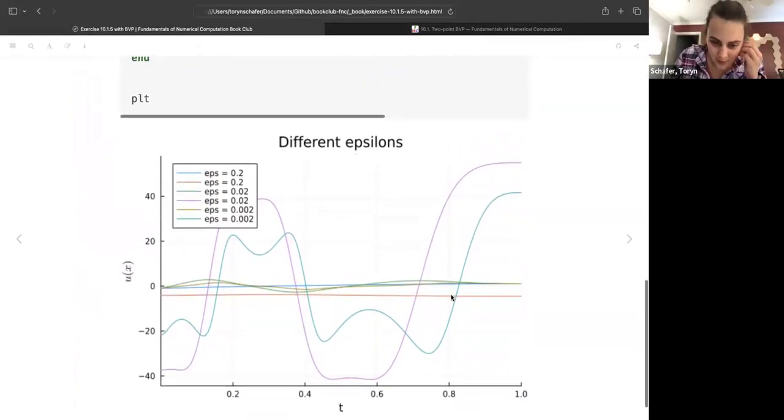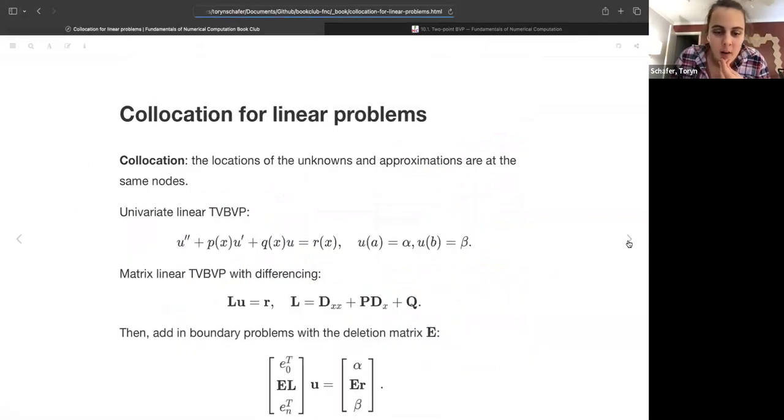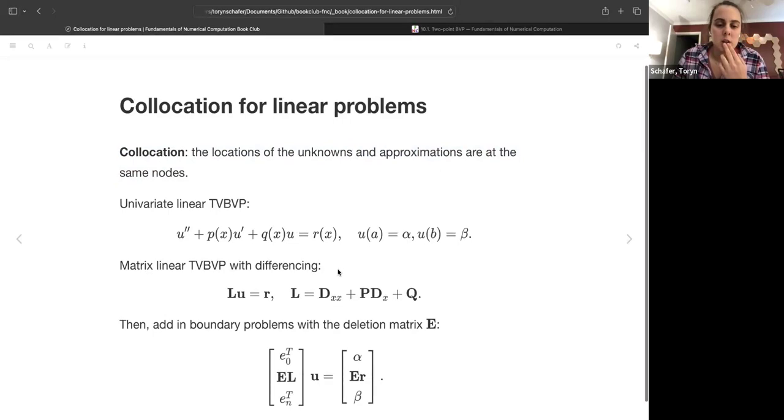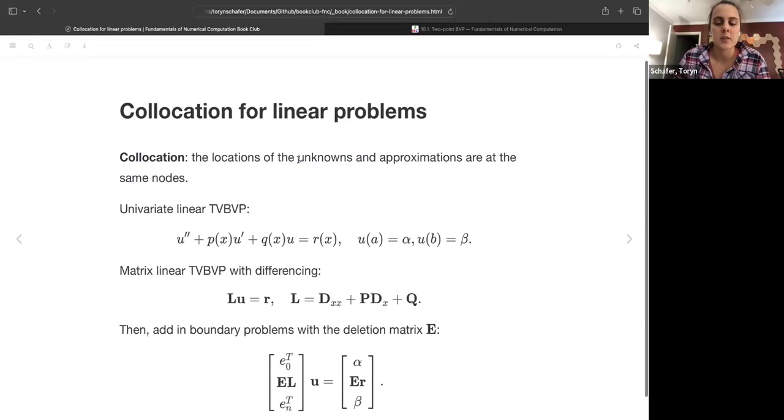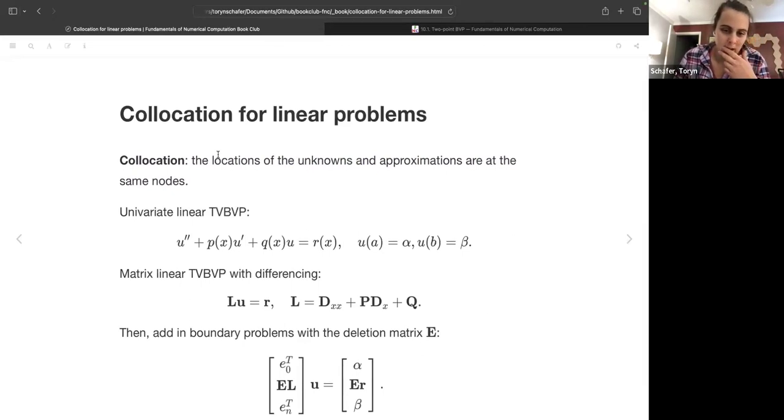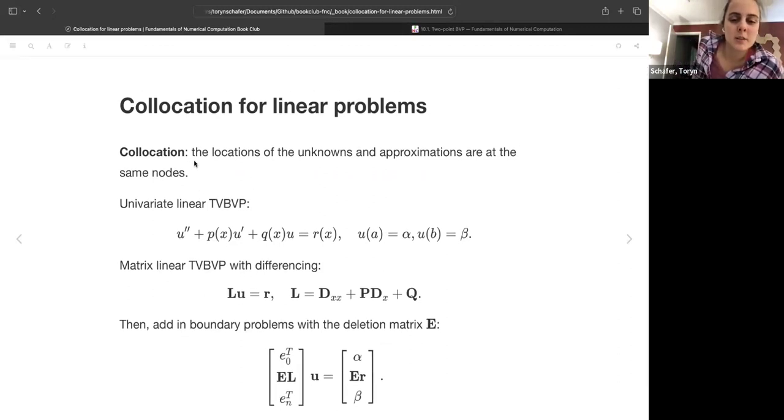Okay, so anyway, here we go. That was the first half of the chapter. Now the next section is collocation for linear problems. Collocation means that the location of the unknowns and the approximations are at the same nodes. Essentially, it's basically like regression. I don't know how to explain it yet, so let me just go through these notes and hopefully it'll make more sense.